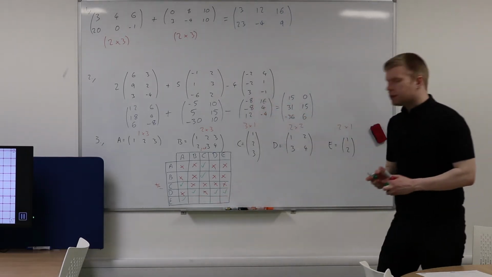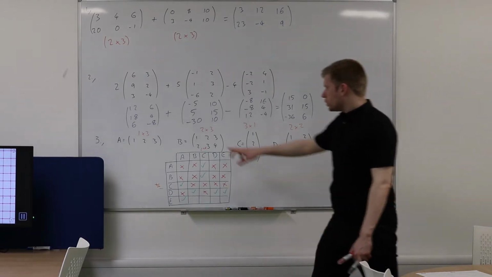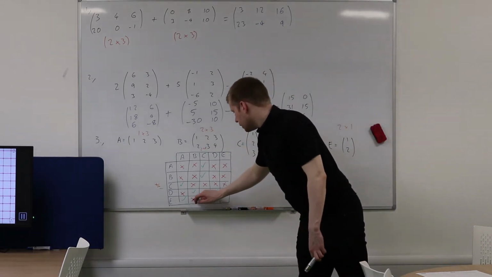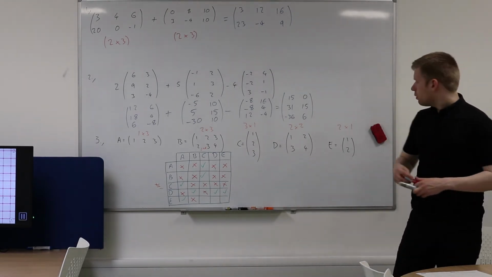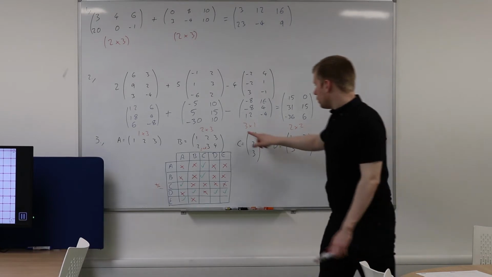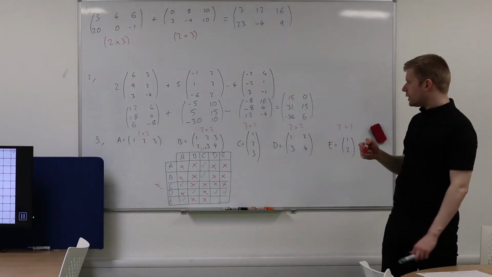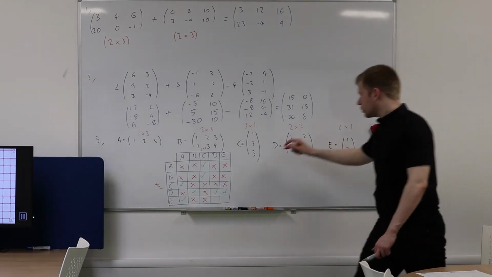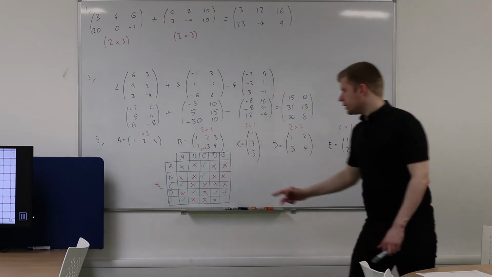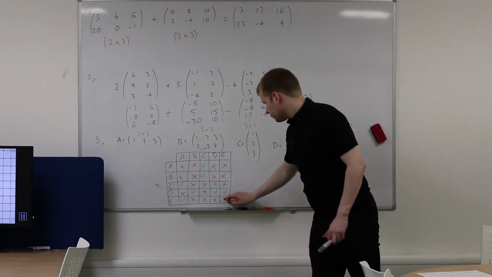Can we do E times B? No, because columns does not match up with rows. Can we do E times C? No, because columns does not match up with rows. Okay, last two then. Can we do E times D? No, because columns does not match up with rows. And can we do E times E? No, absolutely not, because columns does not match up with rows.